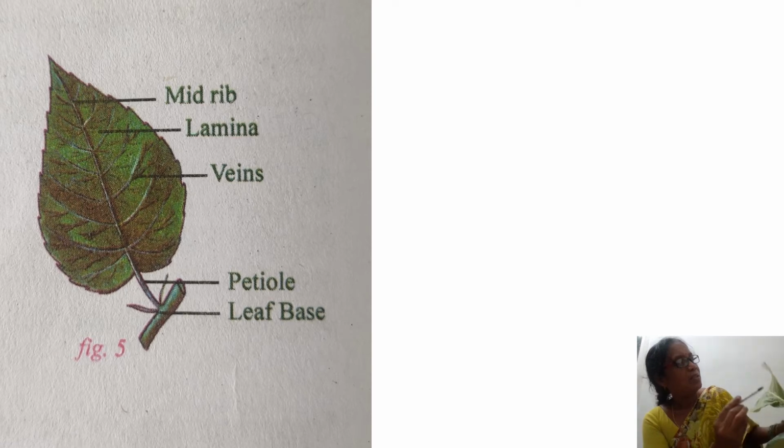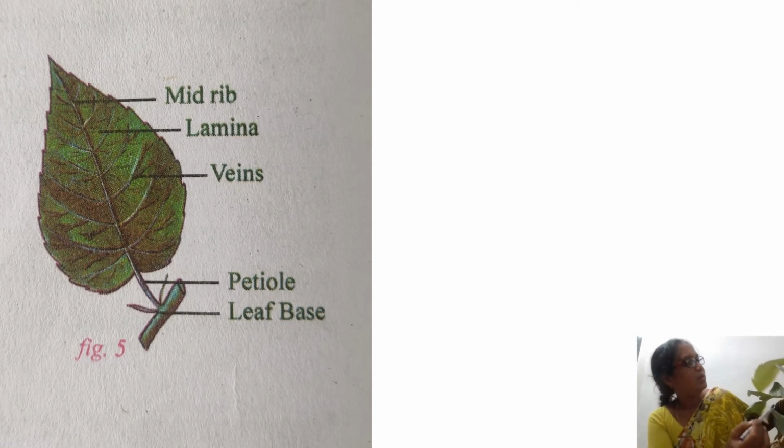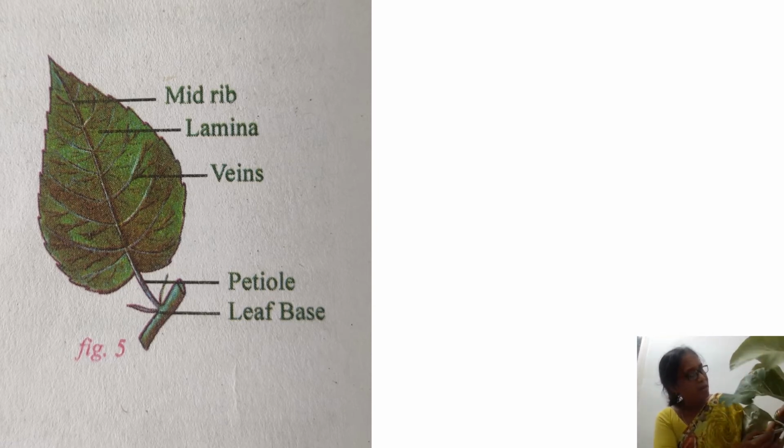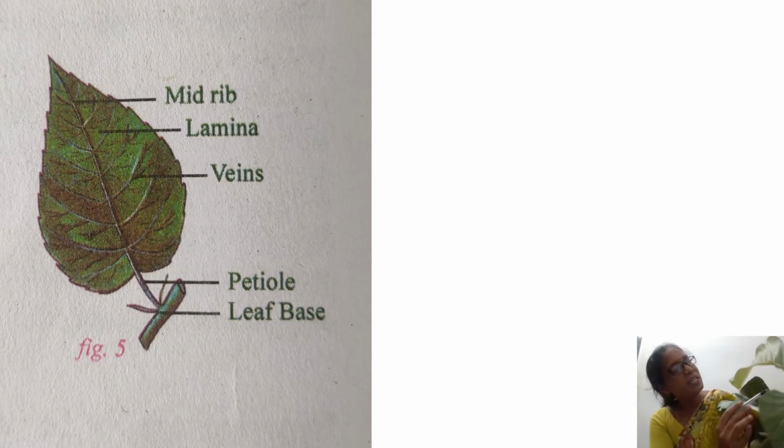See, this is the apical leaf. The bud that develops here is called apical bud. ఇక్కడ వచ్చే bud ని కూడా apical bud అంట. These are apical leaves. This is the axil of the leaf. This is the leaf.